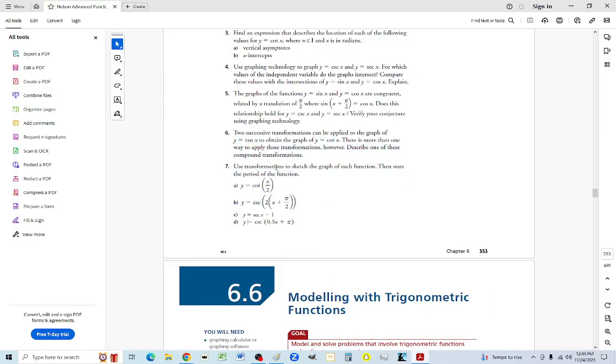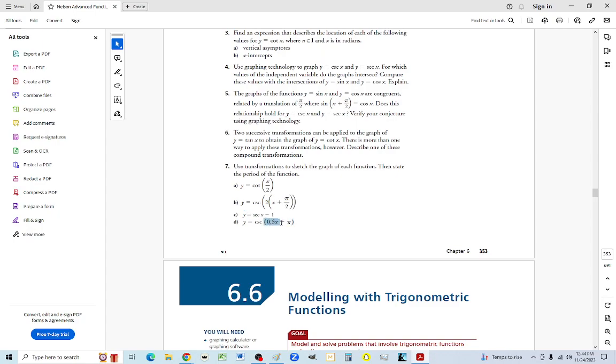Use transformations to sketch the graph of each function. I suggest you do it, but it's the same thing. So this x is being multiplied by half, which means you take all your x values of cotangent and multiply them by 2, and all the y's stay the same. This one, you multiply all the x values by a half, and then you subtract pi over 2. This one has a y transformation of 1 down, so you simply take all the y values and subtract 1.